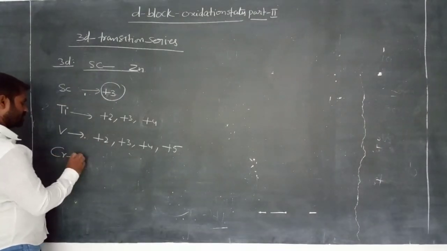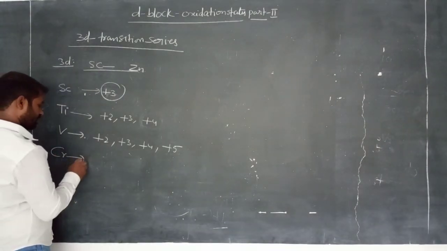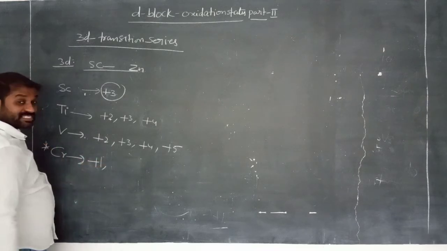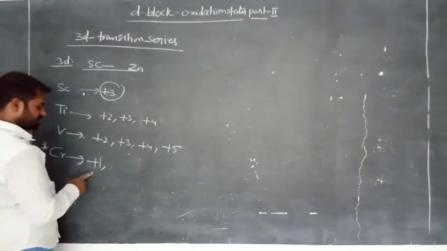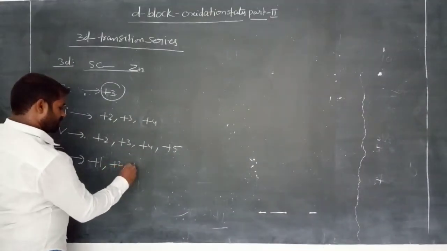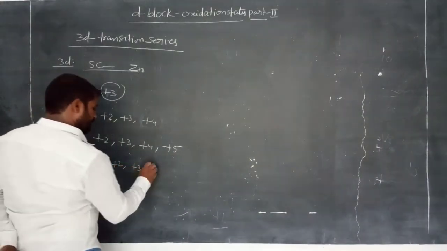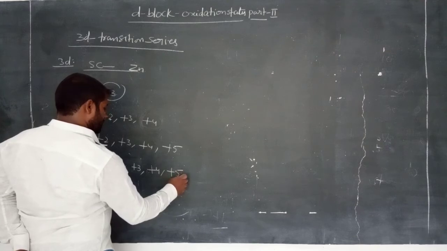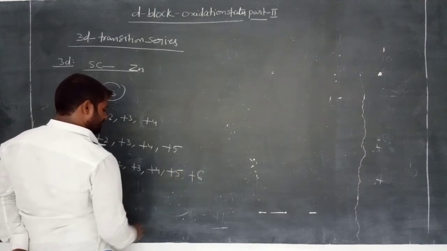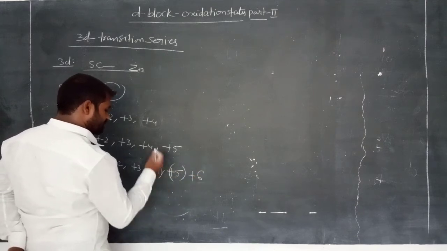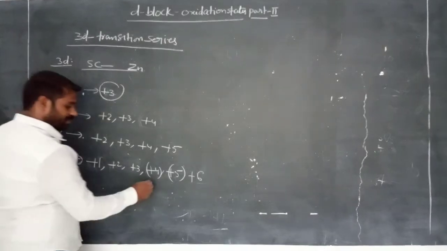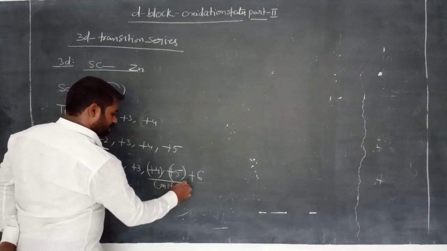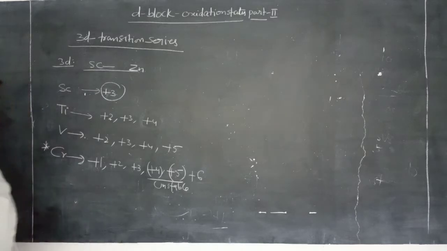Then chromium shows +1 as the minimum oxidation state, and +2, +3, +4, +5 and +6. Here +4 and +5 are unstable, not stable oxidation states.